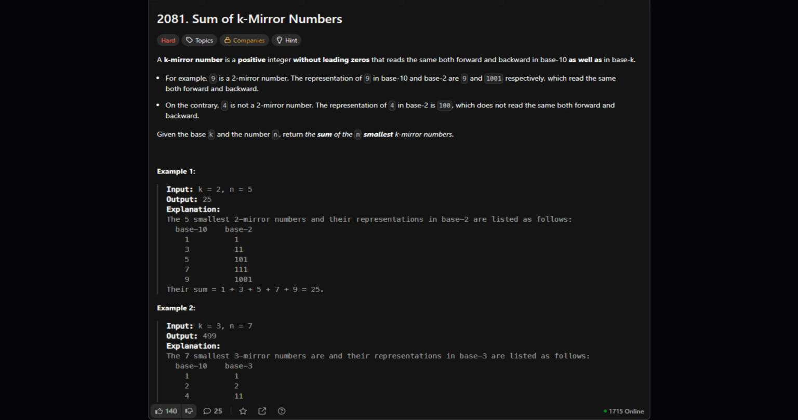Alright, let's look at the problem statement. The main goal is to find the sum of the first n numbers that are special. They call them k mirror numbers. What does that mean? Well, a number is a k mirror number if it reads the same forwards and backwards in two different numeral systems. First, it has to be a regular palindrome in base 10. And second, its representation in some other base, let's call it base k, also has to be a palindrome. We're given the base k and the count n, and we need to return the sum.